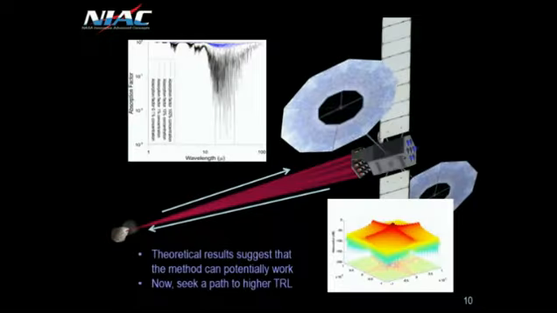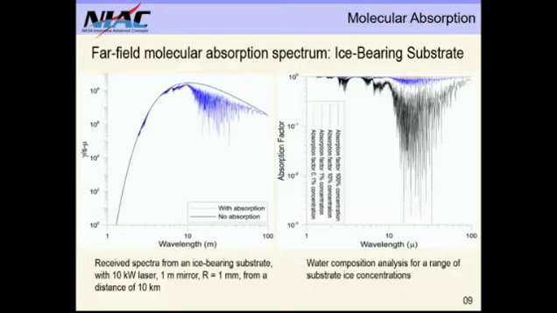I guess if I can go back one, I think, did we put that in there? Okay, so this case is for a 10 kilowatt laser, a 1 meter mirror. The radius of the spot is 1 millimeter, and we're at a distance of 10 kilometers, right? And so that's what this particular simulation was meant to do. But you can see, even with a 1 millimeter spot, we're doing pretty good here, right? And so, is that right? Okay, that's a question.